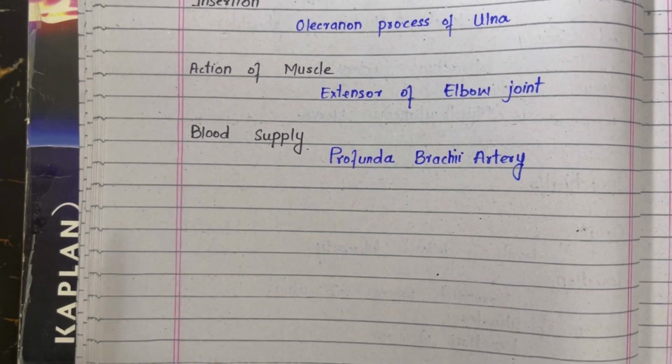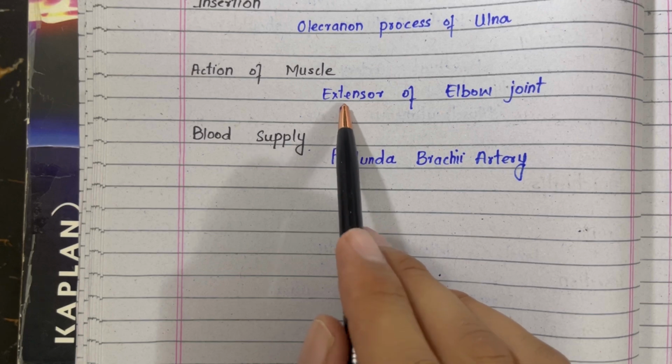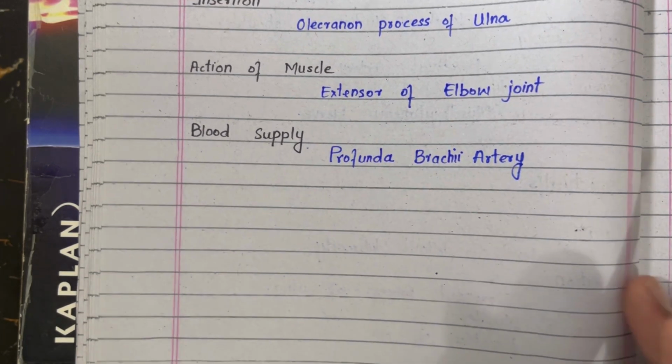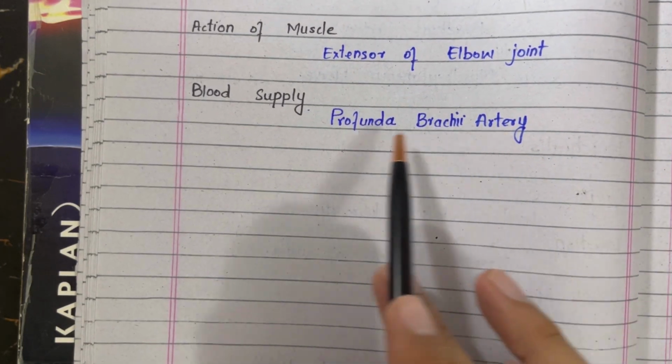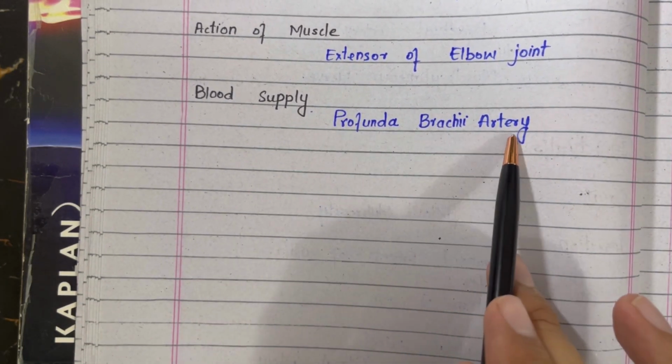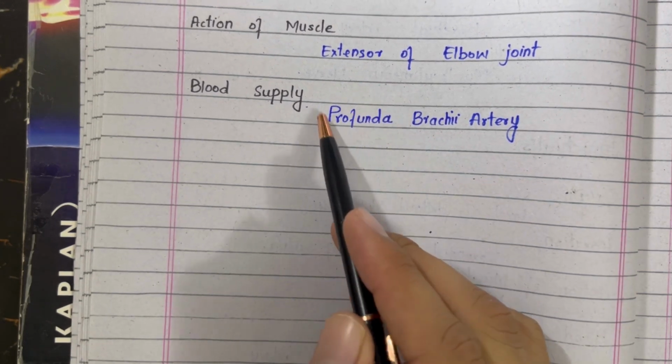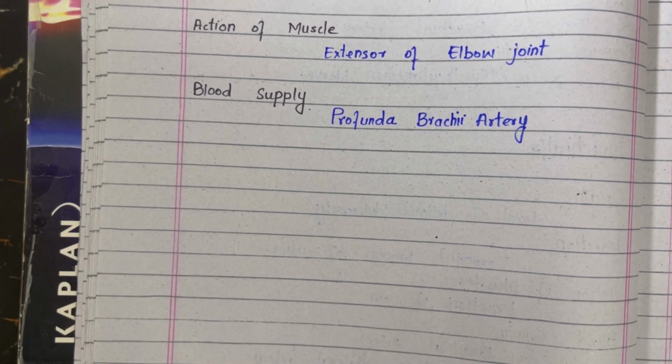The action of the Triceps Brachii muscle is that it is the extensor of the forearm at the elbow joint. The profunda brachii artery, also called the deep brachial artery, supplies the Triceps Brachii muscle. It is innervated by the radial nerve, which originates from the posterior cord of the brachial plexus. So student, this was all about the muscles of the posterior compartment of the arm.